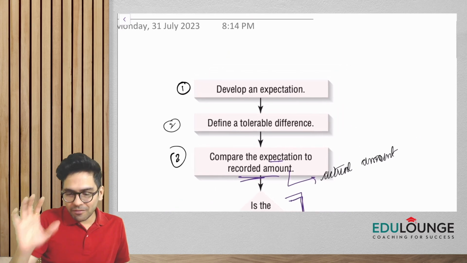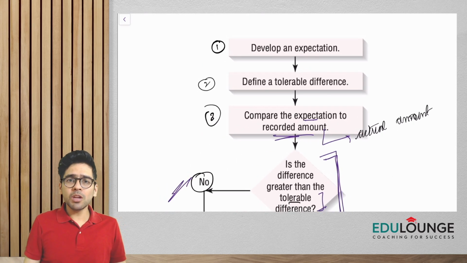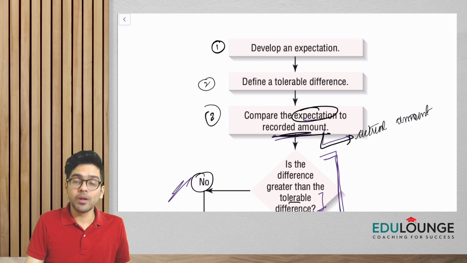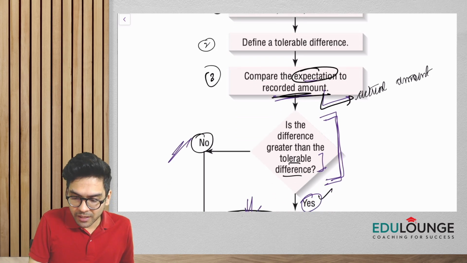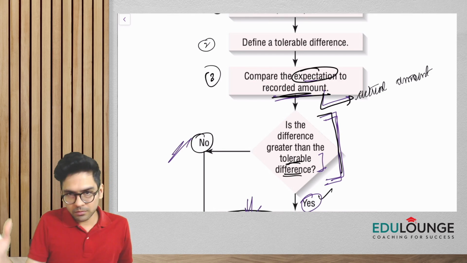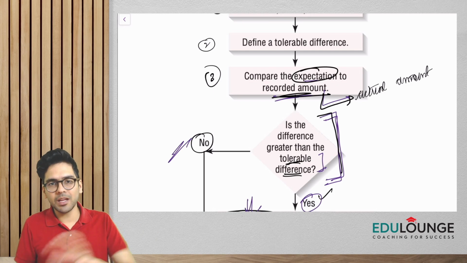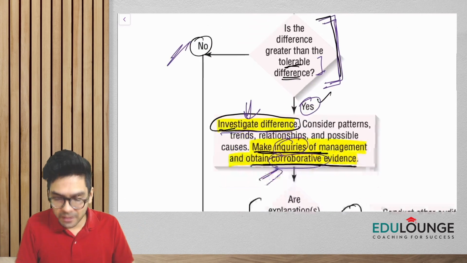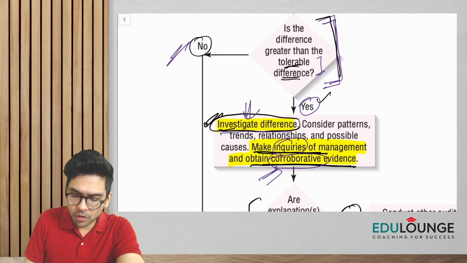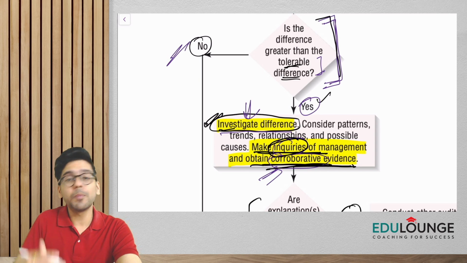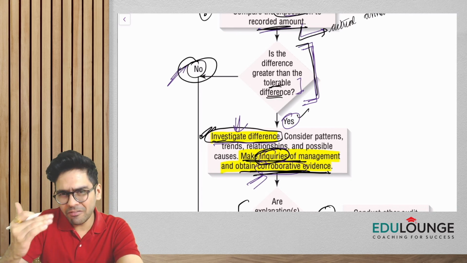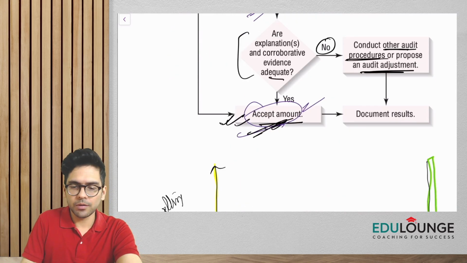So when you develop an expectation, then you define the tolerable difference, and then you compare the expectation with the recorded amount. Recorded amount means what? Actual amount. Now if the difference is greater than the tolerable difference, if the fluctuation is very high, I mean what you were expecting and the actuals vary a lot, then you would want to investigate the difference. What is it that you are going to do? You are going to make inquiries and obtain further corroborative evidence. But if the difference is not much, well within your tolerable range, you are going to accept the amount, you'll be happy with the amount.